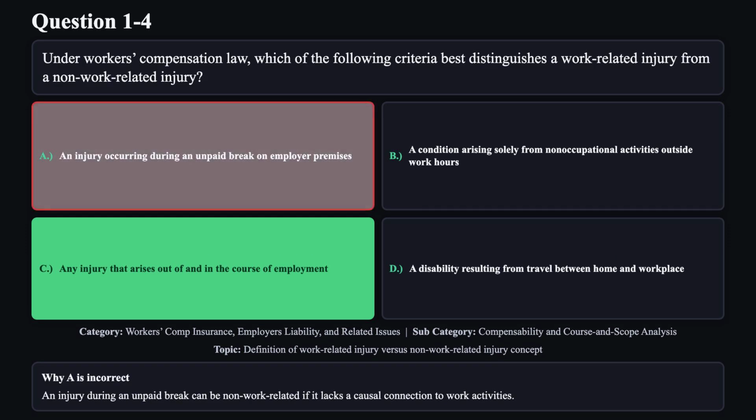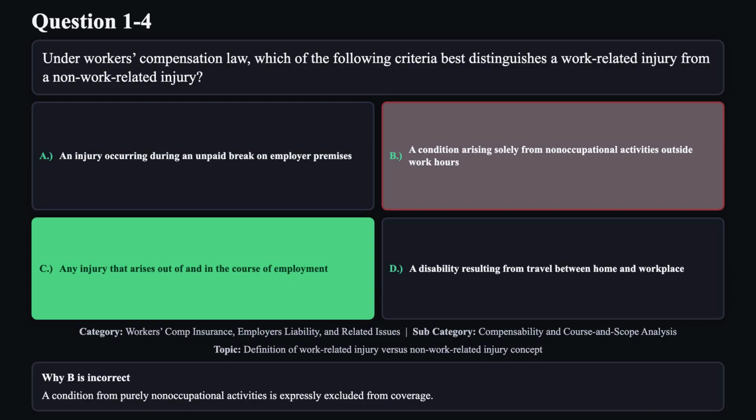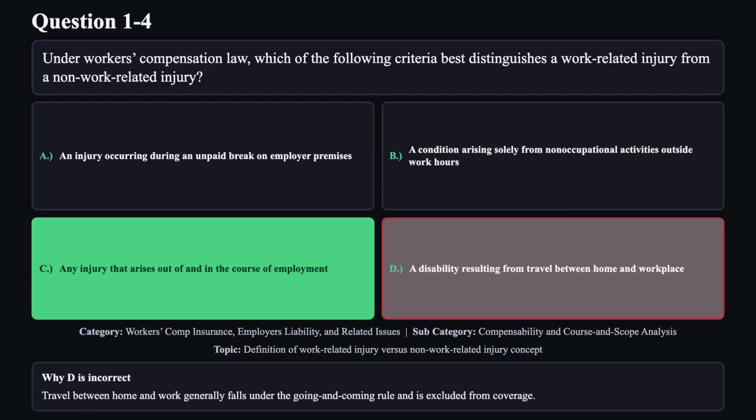Reason A is not correct. An injury during an unpaid break can be non-work-related if it lacks a causal connection to work activities. Reason B is not correct. A condition from purely non-occupational activities is expressly excluded from coverage. Reason D is not correct. Travel between home and work generally falls under the going and coming rule and is excluded from coverage.